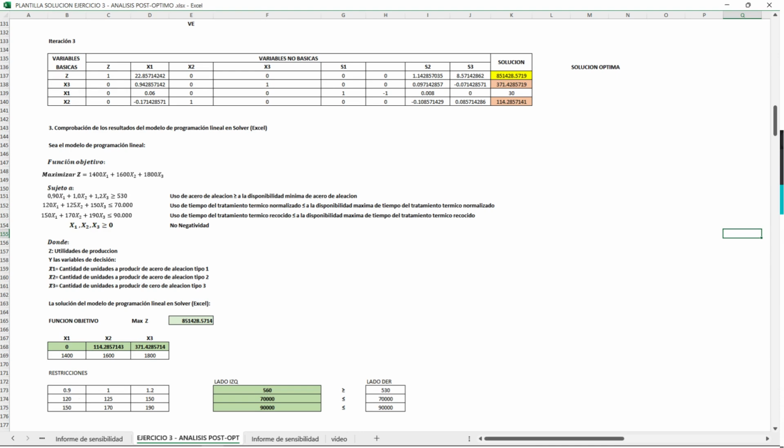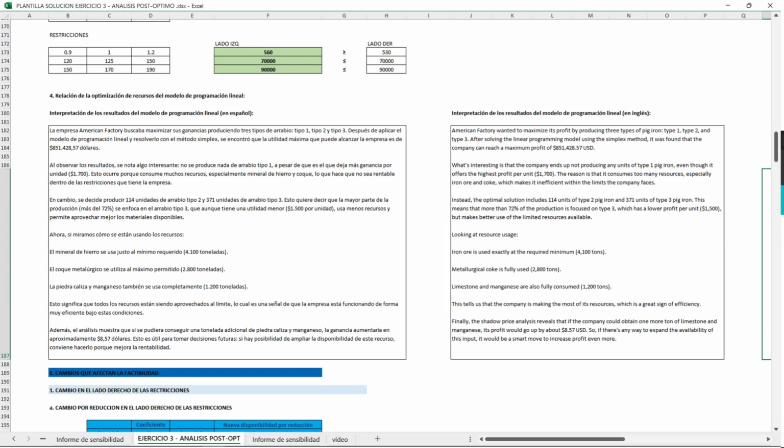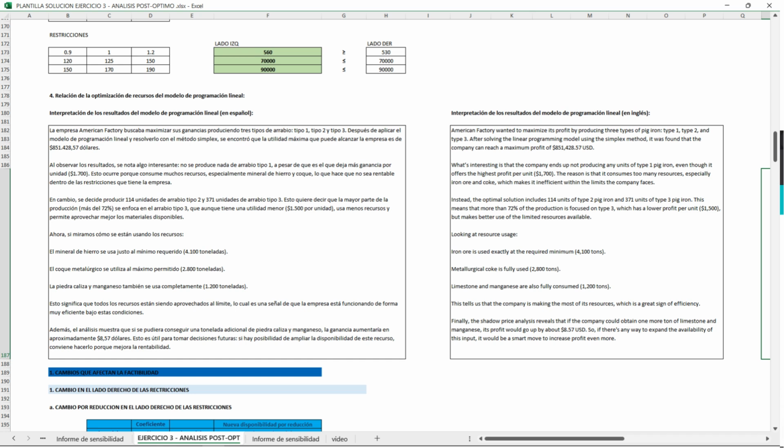Result: the optimal solution was to produce only Type 2 and Type 3 steel. This is because they provide greater utility within the limits of available resources. Type 1 steel was not included in the solution because, although viable, it is not as profitable as the other 2 types. Number 2. Change to the right-hand side of the constraints.